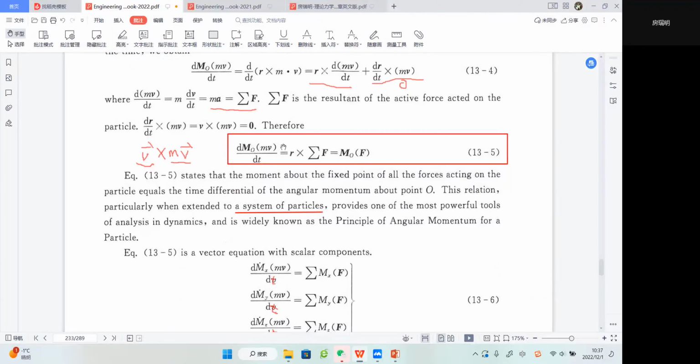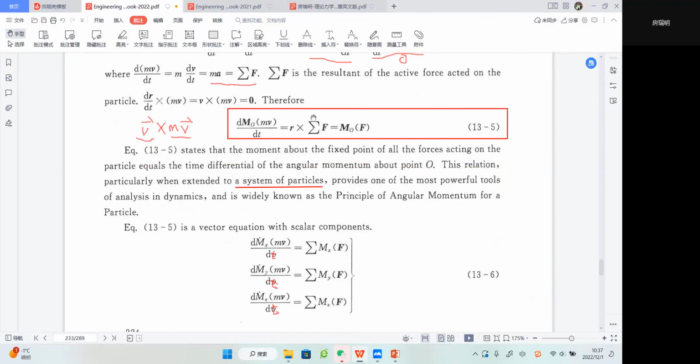So let me put it this way. Can you think about its application? How can we use this expression to do something for us? If we have mv and we can calculate d(mv)/dt, maybe we can find some MO. So maybe we can use this principle to do some calculation.